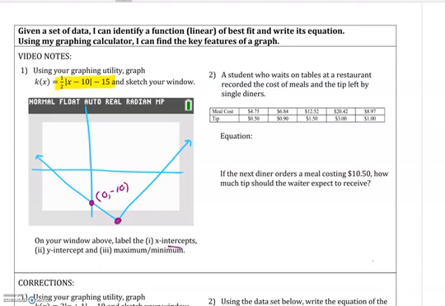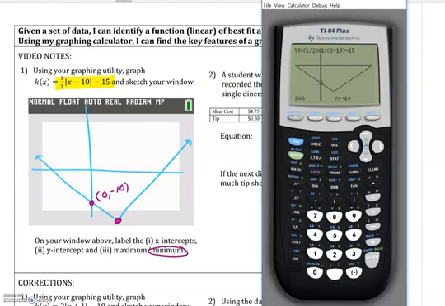Next thing I'll find is the minimum. It is the bottom of a valley, not the top of a hill, so I have a minimum, not a maximum. So I'm going to go back to my second trace screen, go down to minimum. My calculator is asking me to go to the left, so I'm going to move my cursor first to the minimum. I'm going to go a little bit to the left, hit enter. I'm going to pass that minimum again and go a little bit to the right, hit enter. I don't want to guess, so I'll hit enter again.